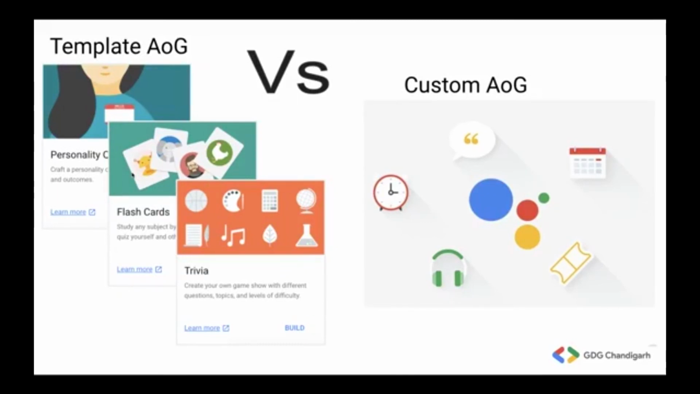So this is template versus custom AOG, right? As I said, there are predefined templates available that you can use. Just quickly pick whichever fits your use case and start building on top of that. It will save your time and you'll get some good intents in templates. If none of the templates matches your use case, then you can just build a custom AOG and transform that into yours.